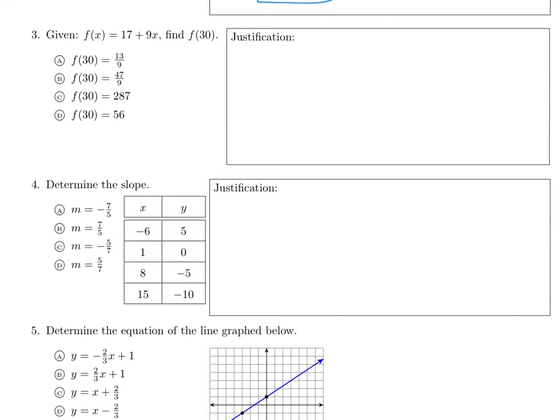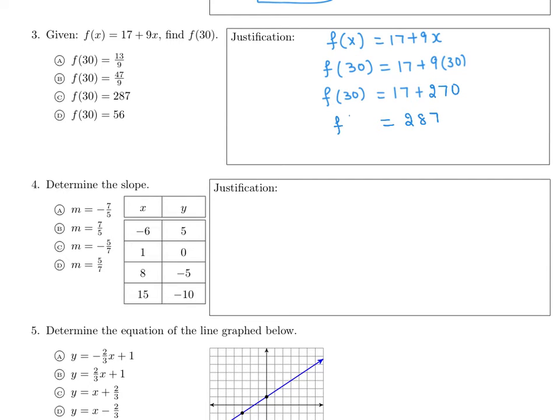For number 3, you're going to find f of 30, where f of x is given as 17 plus 9x. f of 30 means that you're going to replace x with 30. So you're going to plug in 30 as x, and then you're going to find f of 30. So that's going to be 17 plus 270, and that is 287. So f of 30 is going to be 287, and that's option C.